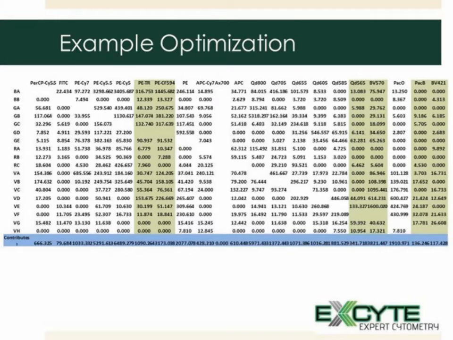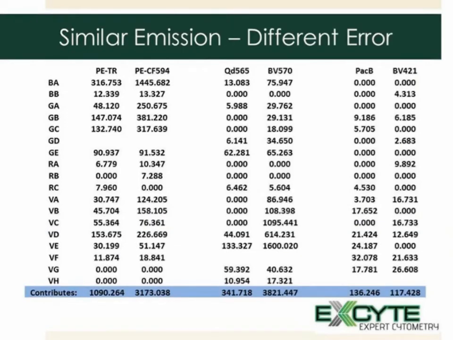I'm going to focus for a minute on these 3 pairs of fluorochromes highlighted, and that highlight is shown here. We'll take them one at a time. For example, 2 common fluorochromes, PE Texas Red and PE CF594, have similar emissions. However, if we look at the error that each one contributes to a panel, if it was in that panel, you can see PE CF594 in this example contributes about 3 times the amount of error as PE Texas Red.